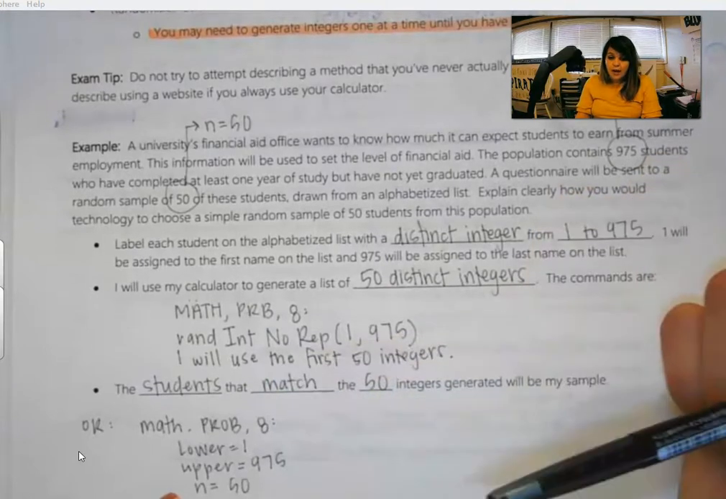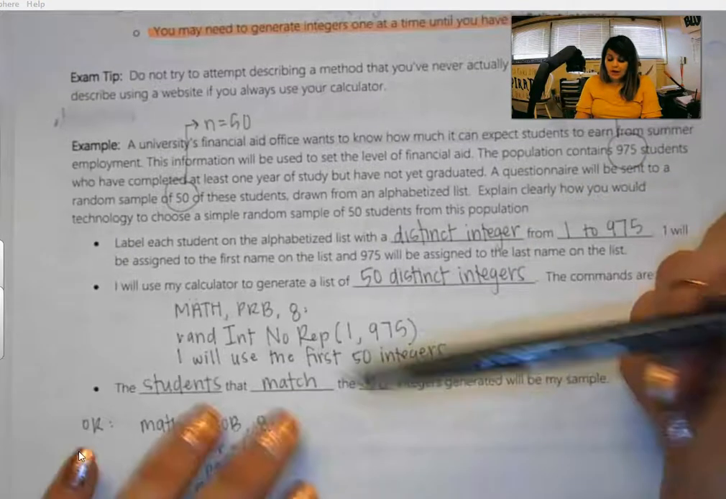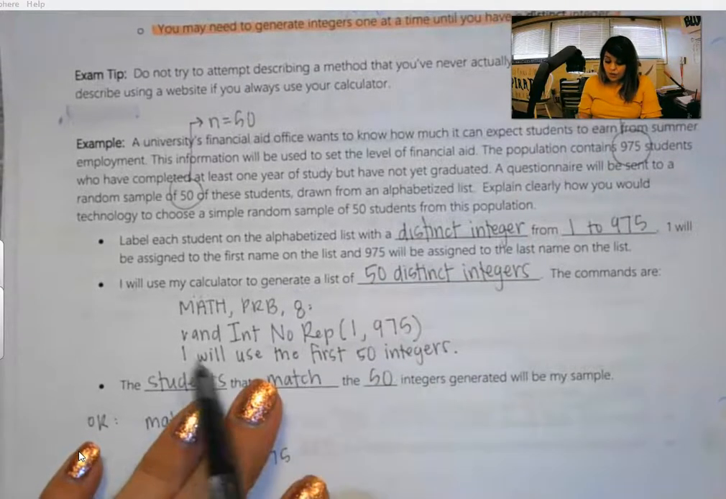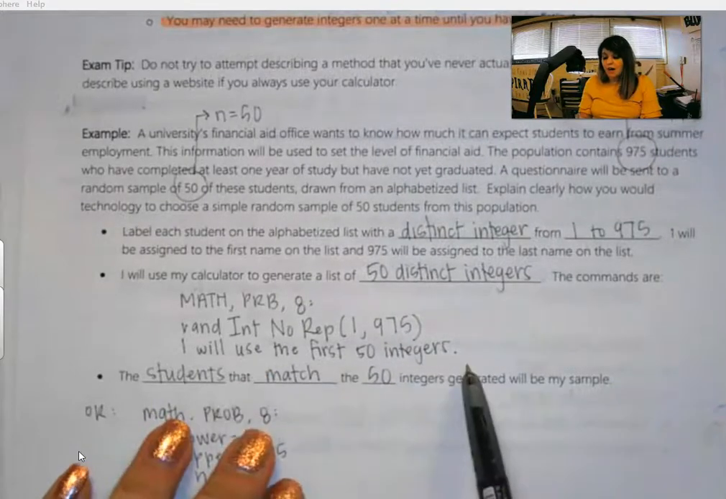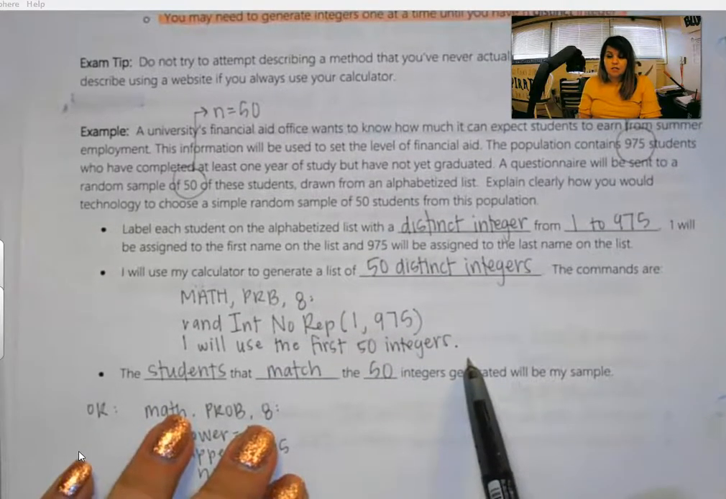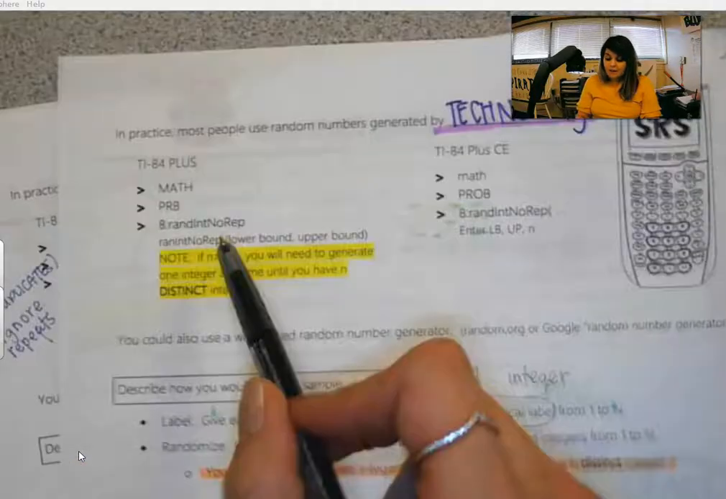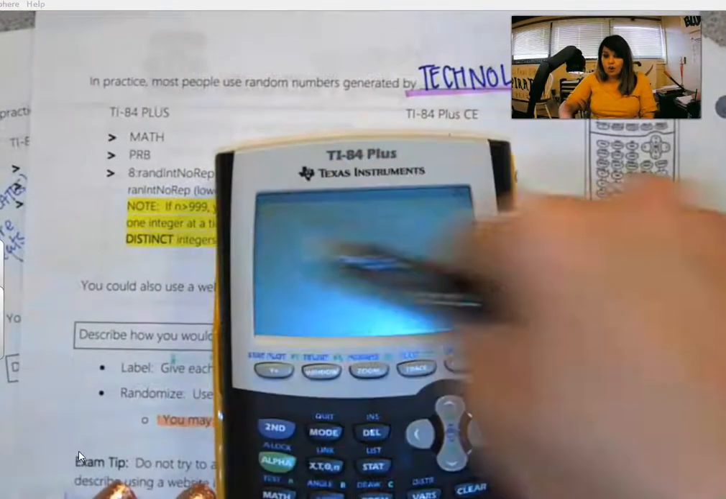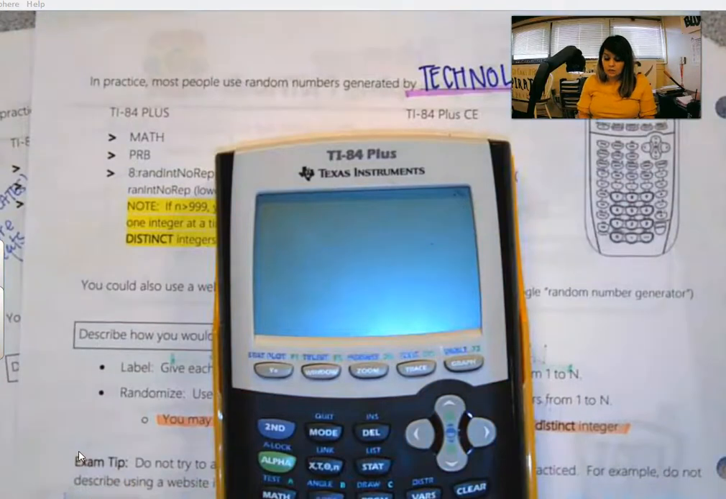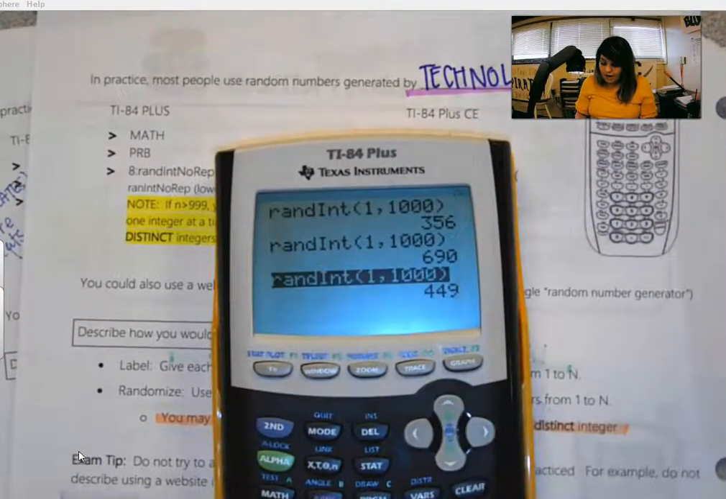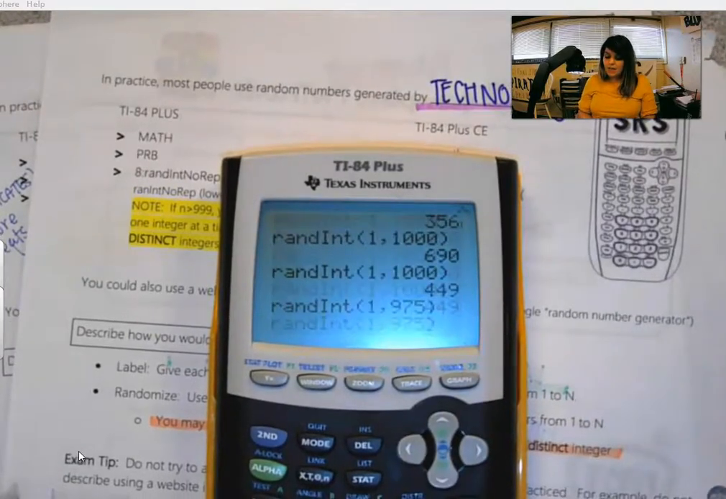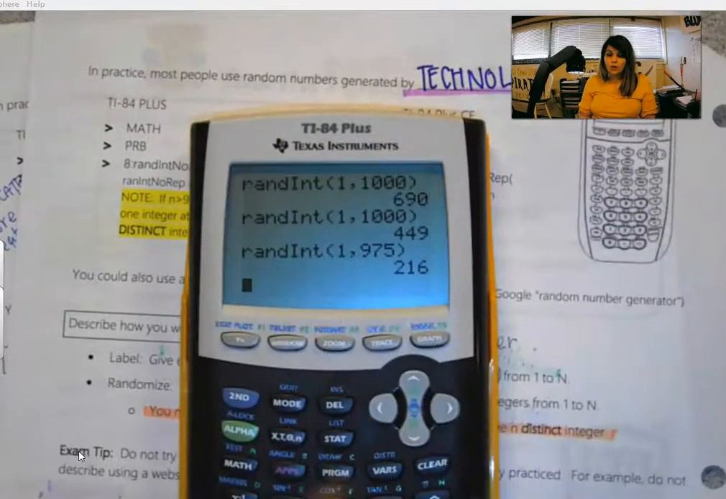So if you have the older calculator, these are your commands. And notice right here, I have to say I will use the first 50 integers. Because if I have this older calculator, it gives me a list of all 975 students. Like if I go in and do this right now, change this to 975 and hit enter, it's going to think for quite a while.